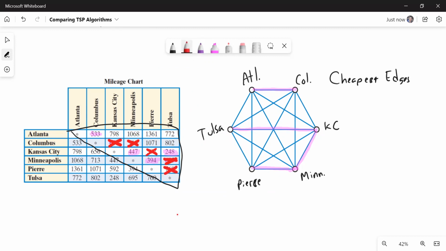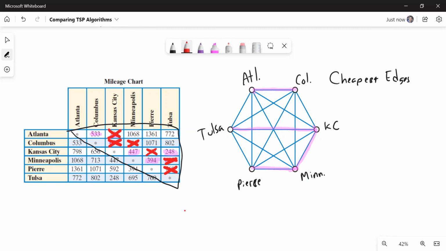All right. So our next cheapest one is 798, Atlanta to Kansas City. And that looks to be okay. Atlanta to Kansas City is okay. If we connect those, actually it's not. Here's why. Kansas City once again has degree 3. We can't do that either. Okay, wow, we're really running out of options here. We've used all the good ones, it seems already.